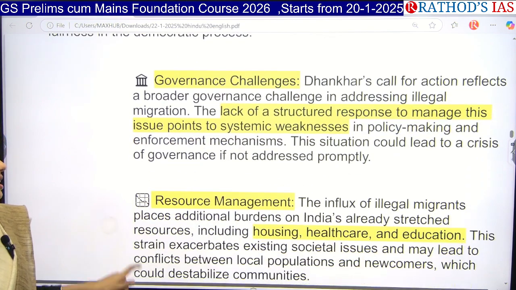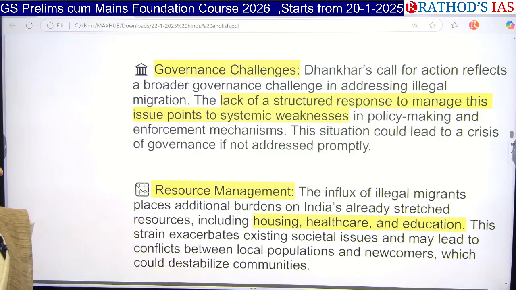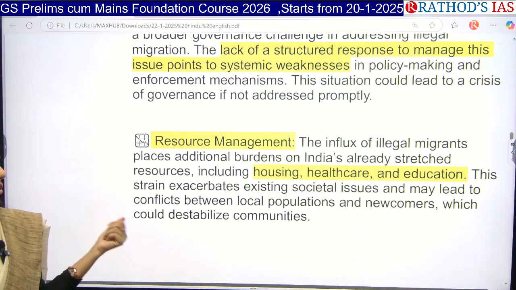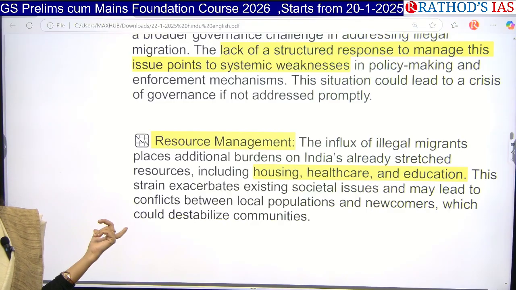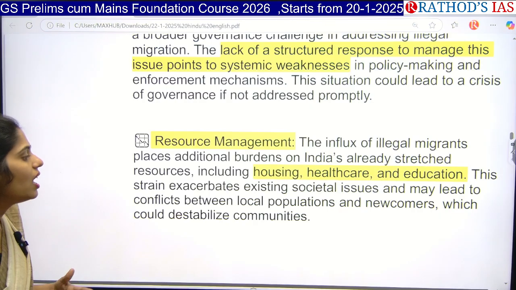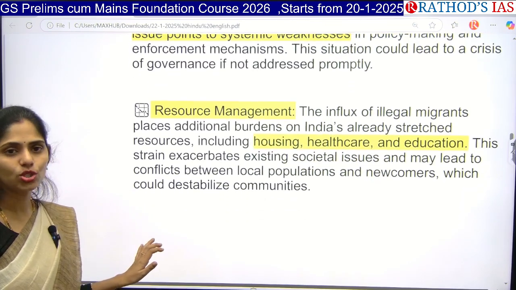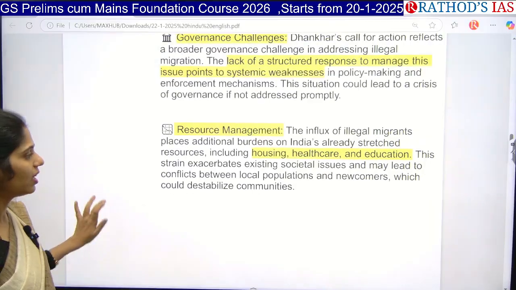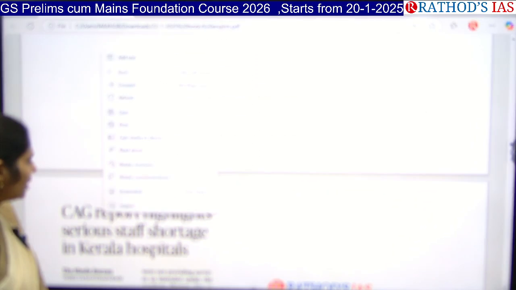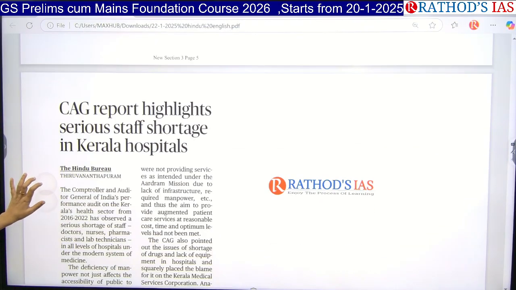Next, we have to provide them housing, healthcare, education. That will exacerbate our societal issues, and sometimes it will lead to conflict between the local people present in the area and the newcomers. That will lead to destabilization of the communities there. So these are all the problems highlighted in this article. Clear? Now let us see the next topic.